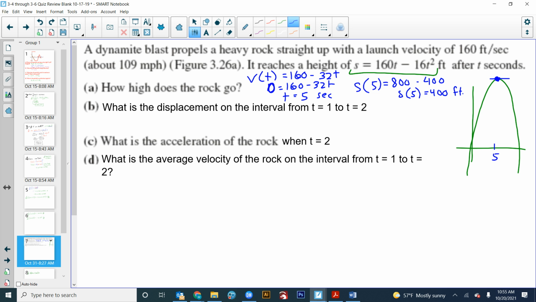What is the displacement? Ooh, who can give me the definition of displacement? Final position minus initial position. So blank of 2 minus blank of 1. V or S or A? What is it? S of 2 minus S of 1. Position. S. S of t is position. And feet.